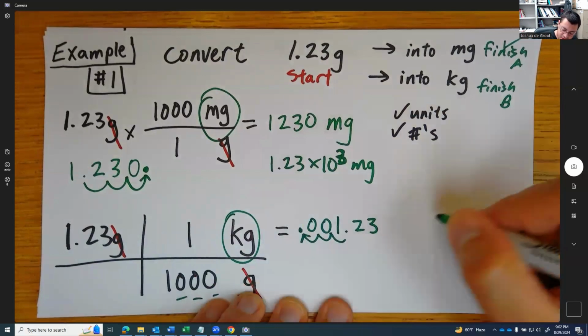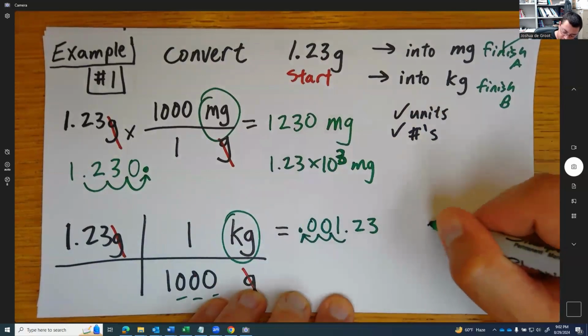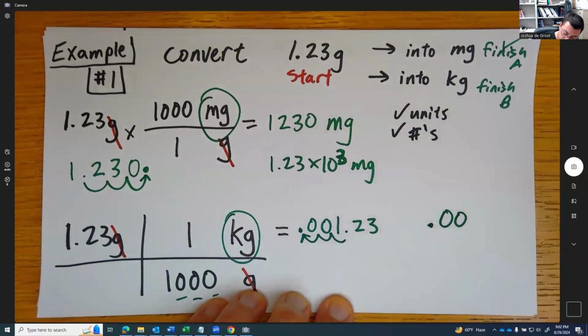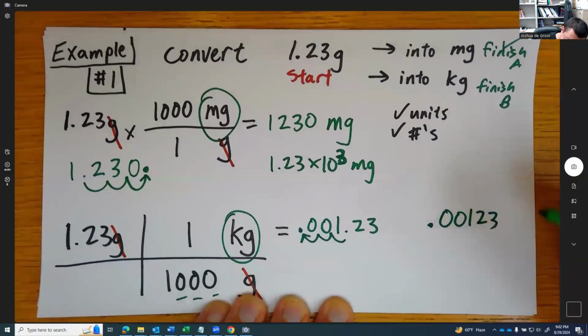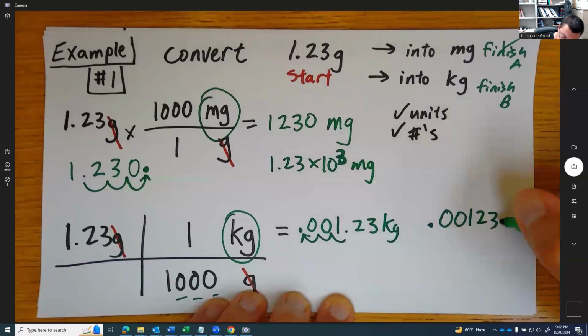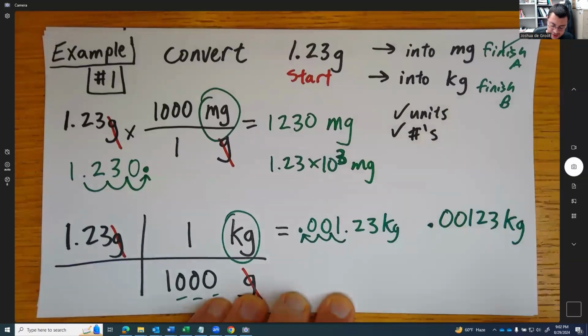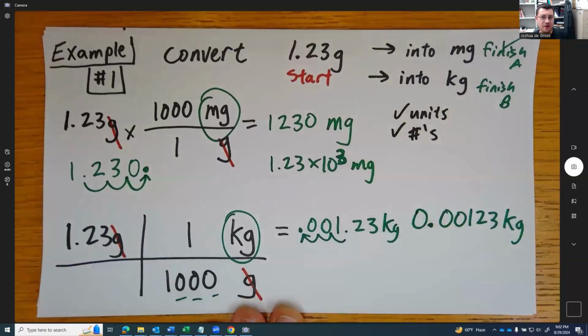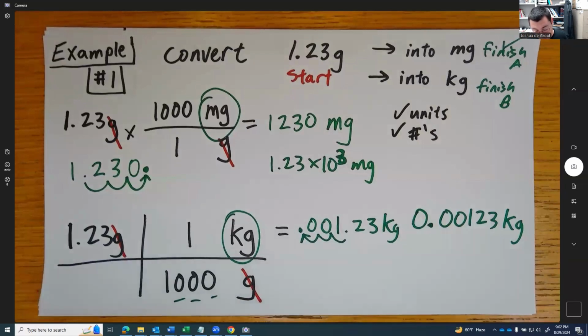So we get 0.0012. Oh, I forgot my unit. All right, kilograms. And if you like to put zeros in front, go for it. So that would be our answer.